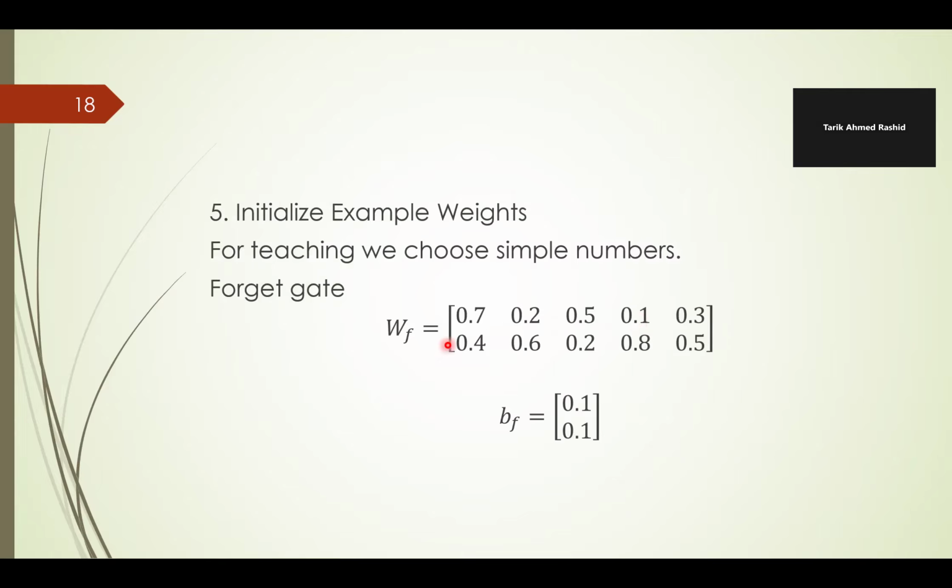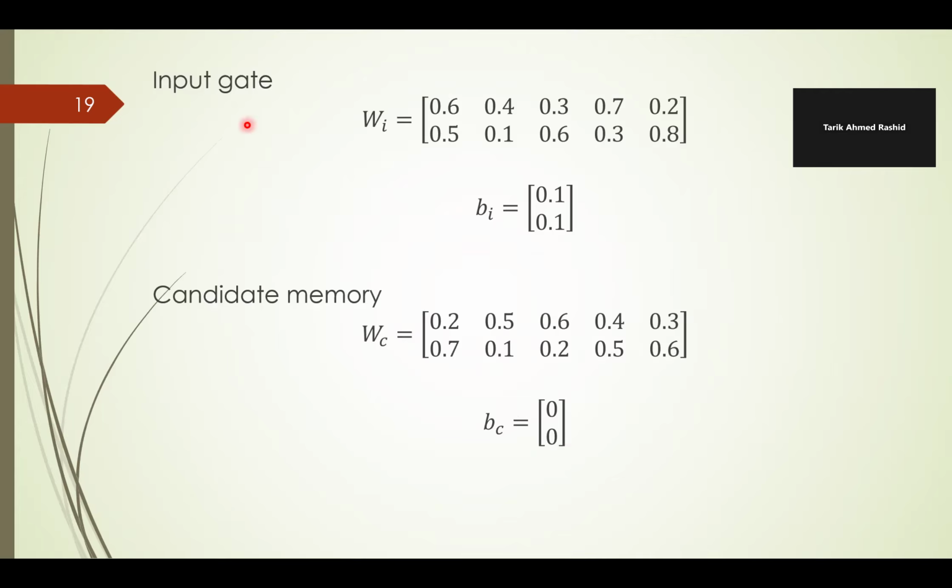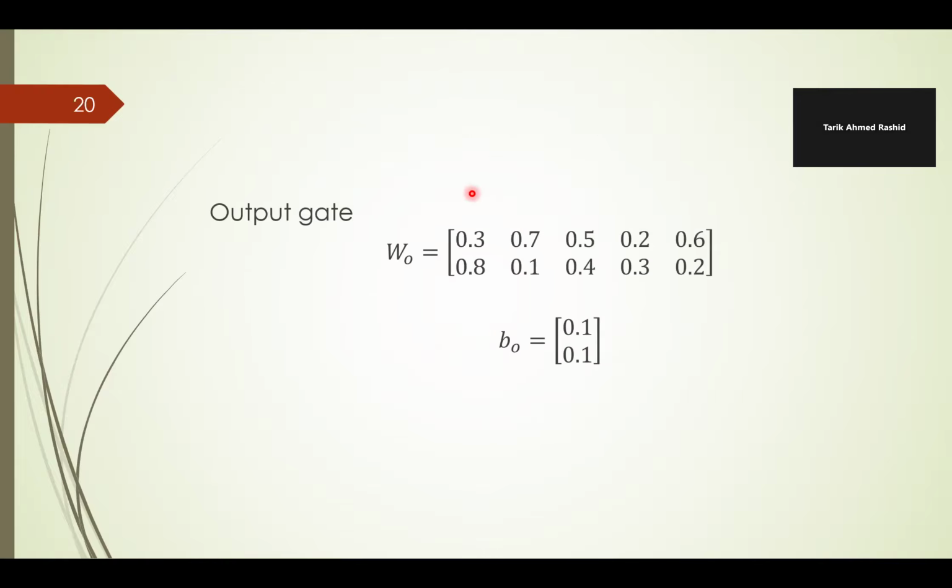Now, here we initialize the forget gate weight matrix. That's the weight matrix, and this is the bias for it. Now, this is the input gate weight matrix, and this is the candidate memory weight matrix with its bias for the input gate. And the output gate, again, 5 by 2 weight matrix.